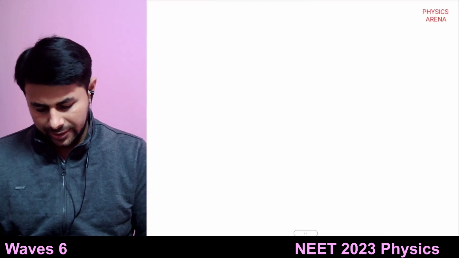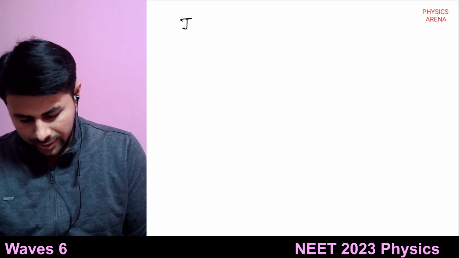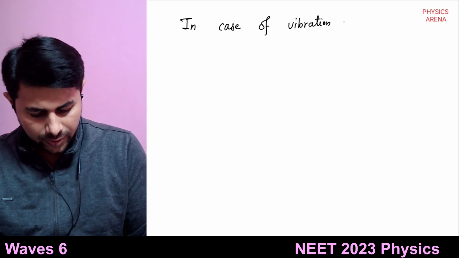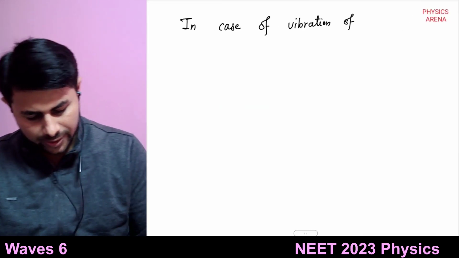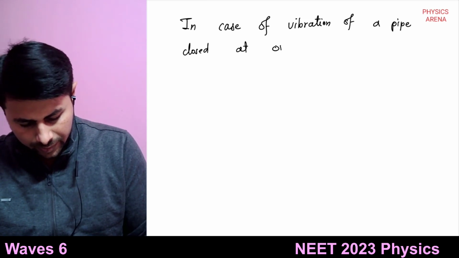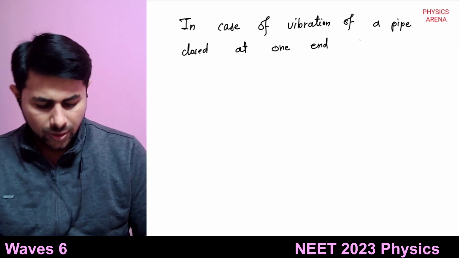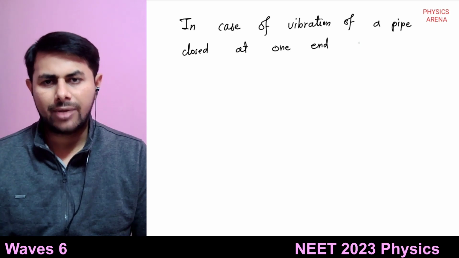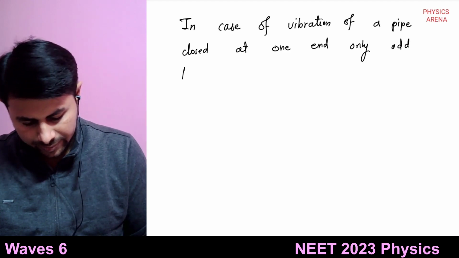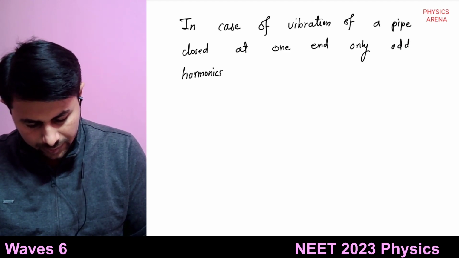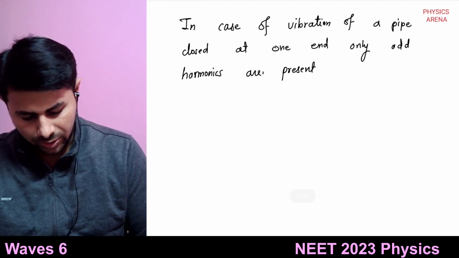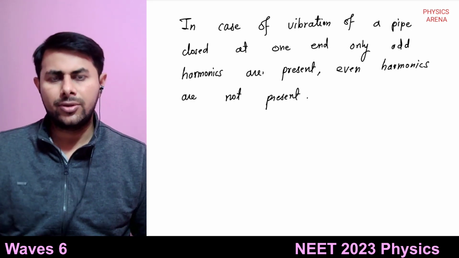Okay. So that means in case of vibration of a pipe closed at one end, only odd harmonics are present, even harmonics are not present. Only odd harmonics are present. Okay. Even harmonics are not present. Now let's talk about overtones.